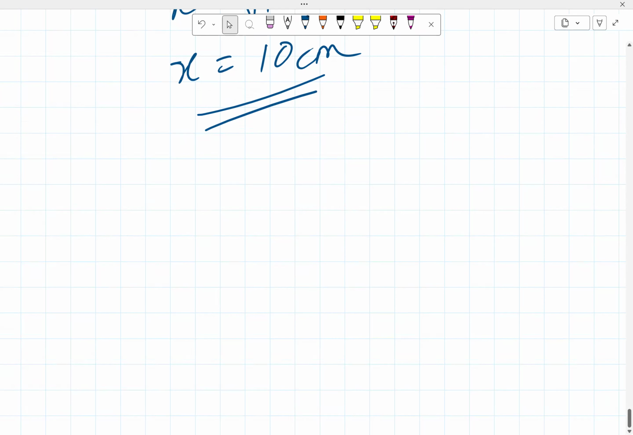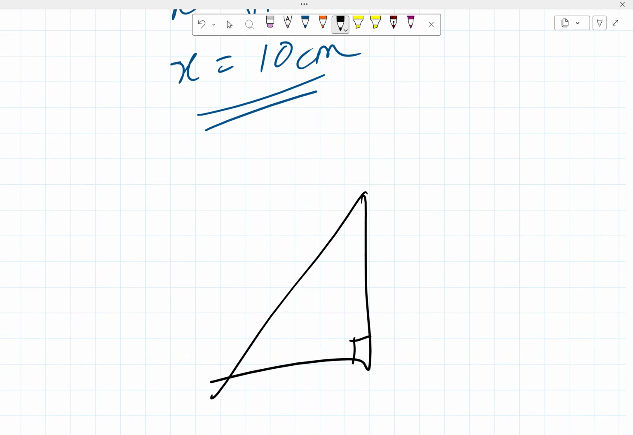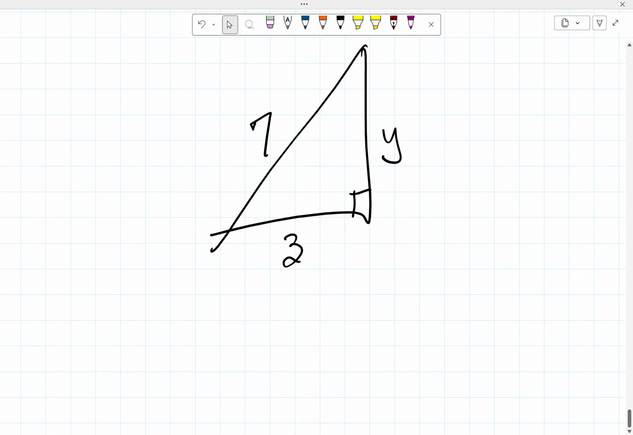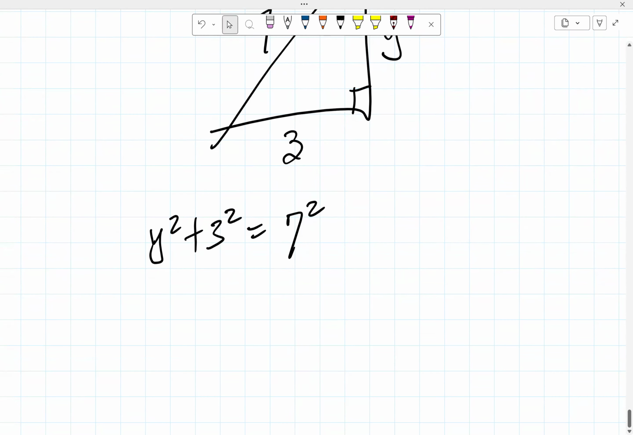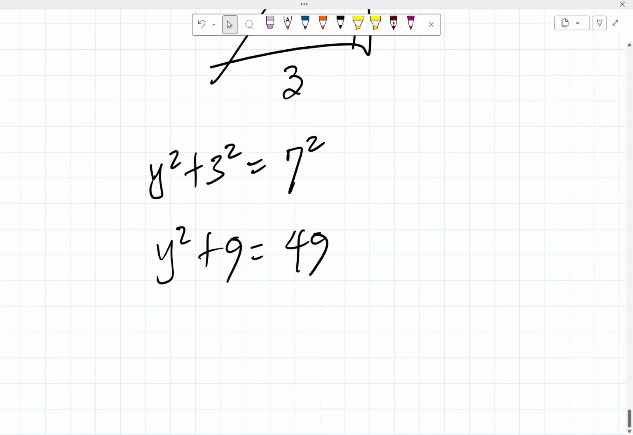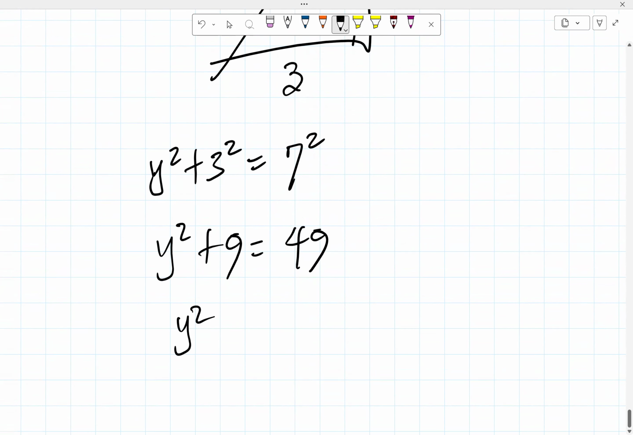So imagine again that you have this right angle triangle. You have this right angle triangle, okay? And you have this side to be 7, and this side is 3, and this is y. So how do you look for y? You know from Pythagoras theorem, right, that y squared plus 3 squared is equal to 7 squared, okay? So that's y squared plus 9 equals 49. Okay, so that y squared is equal to 49 minus 40.